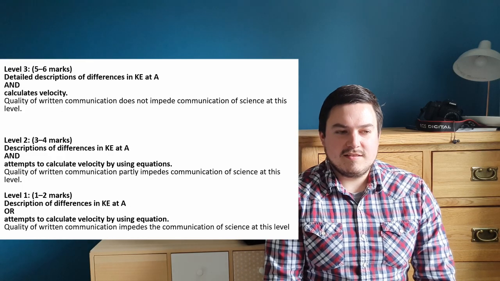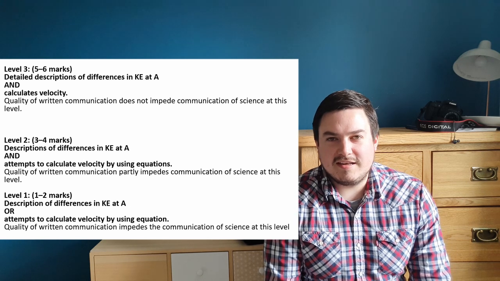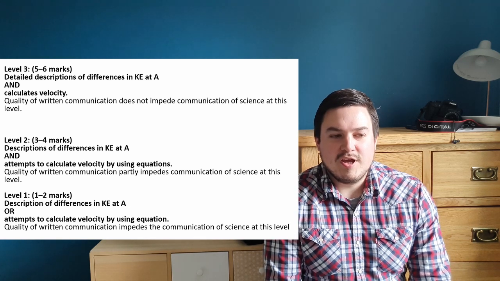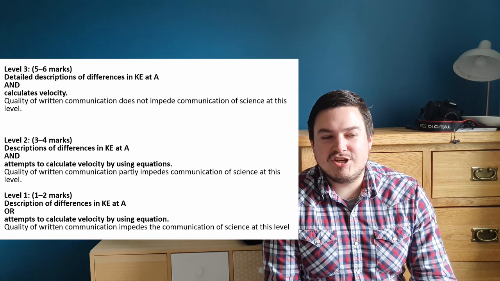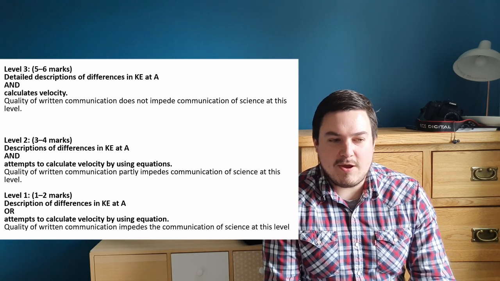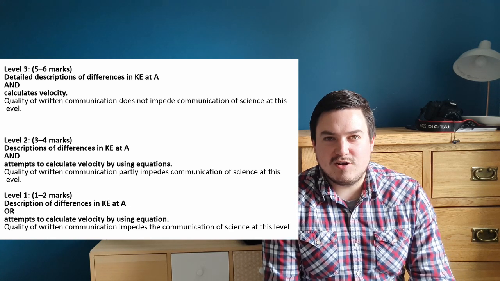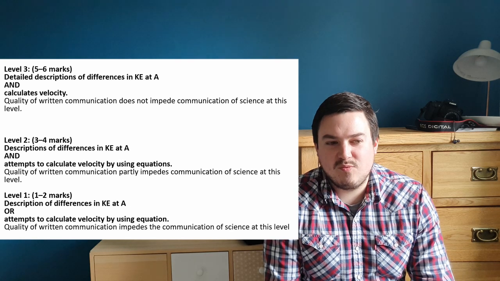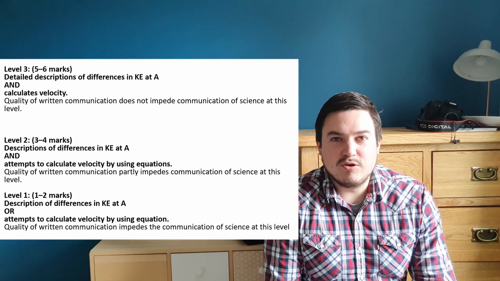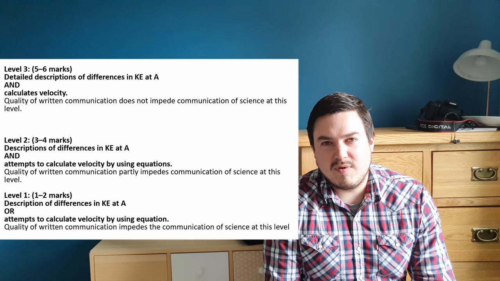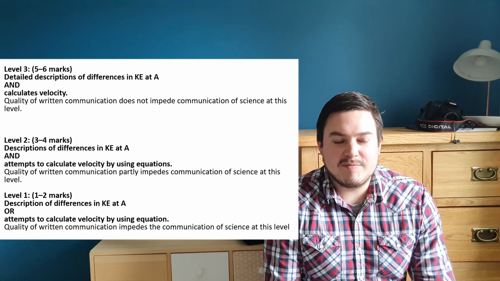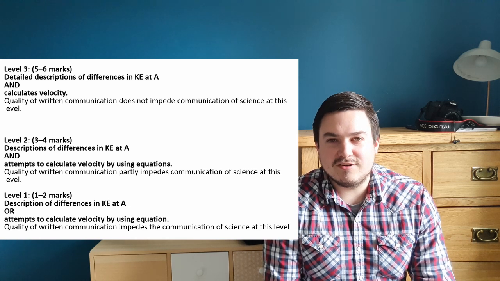Here you can see how the marks are allocated in this question. You know that at level 1, you're describing the differences in their kinetic energy, or you're attempting to calculate the velocity by using the equation. So that's you mention the equation in some way, you're attempting to use it. As long as you've attempted to use it, you're going to get 2 marks in this question. As long as you've described the difference in their kinetic energy, you're going to get 2 marks.